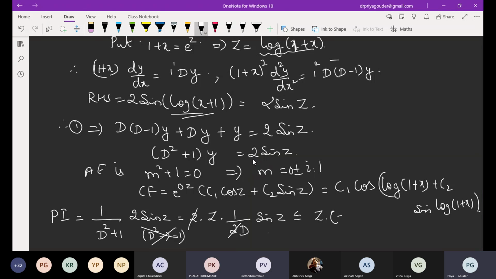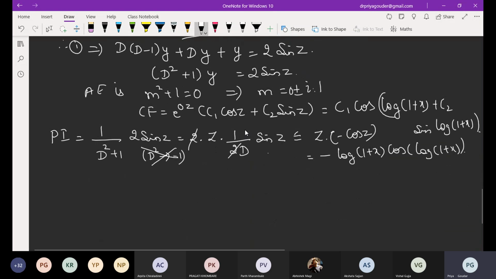Minus cos z. So altogether this is minus. What is the value of z in terms of x? z is log(1 plus x). So it is log(1 plus x) cos of log(1 plus x). Only the answer in terms of x will be lengthy. Can't avoid it, we have to write it.